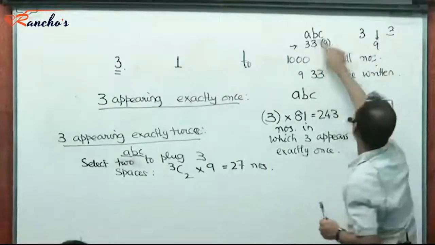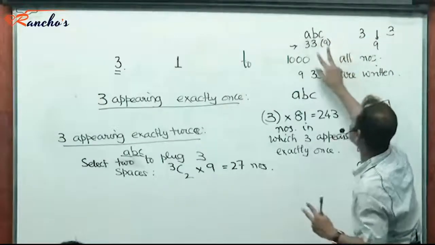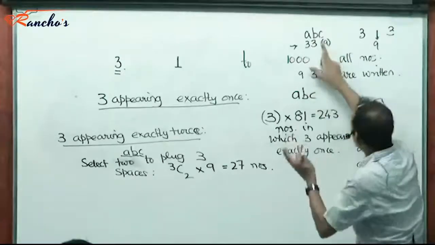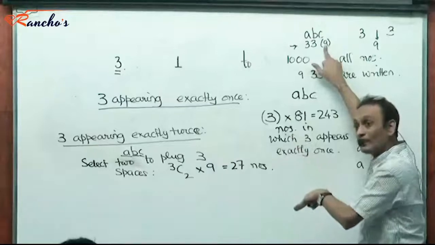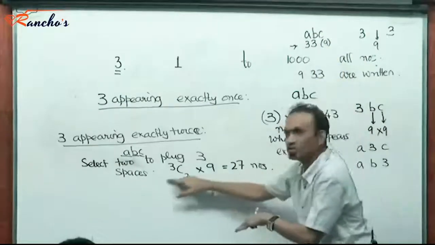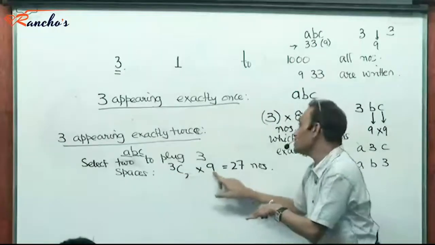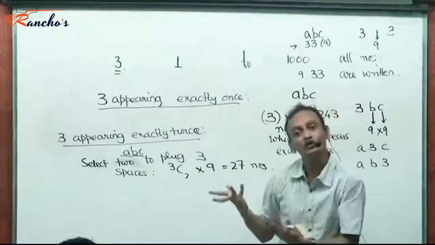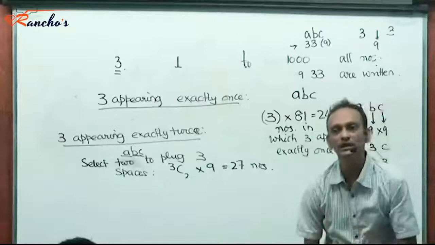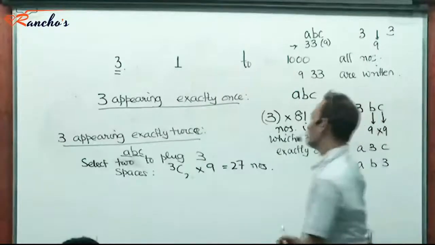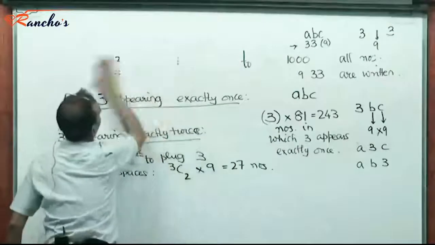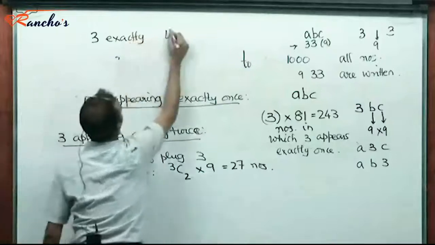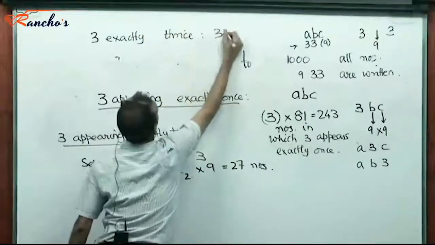That makes it 27. Of A, B and C, 2 are selected in 3C2 ways. That makes it 3. 1, 2, 3. Right? And for each of these cases, there are 9 possibilities of filling up the third space. So the 2 spaces out of ABC are selected in 3C2 ways, the third space to be filled up in 9 ways. So there are 27 numbers in which 3 appears exactly twice. Have I been able to communicate the thought to you? Okay. Then 3 appearing exactly thrice is just one case.